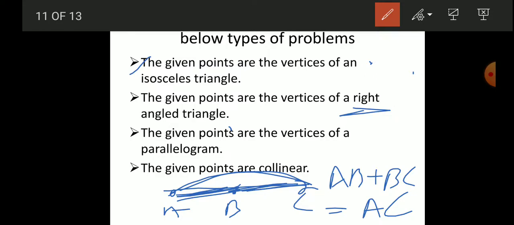Similarly, if you want to discuss further, given points are vertices of an isosceles triangle. In this triangle, when you find the lengths, if 2 lengths are equal and the third one is different, then we say that it is an isosceles triangle. For the given points to be the vertices of a right angle triangle, if it satisfies the Pythagoras theorem, we say it is a right angle triangle, otherwise it is not. For a parallelogram, the lengths of opposite sides are equal and it does not satisfy the Pythagoras theorem, so it is a parallelogram.